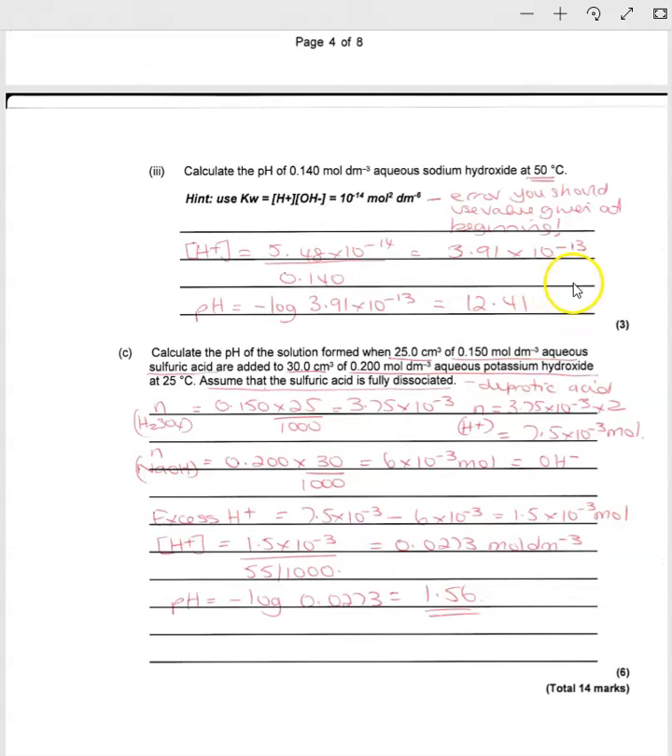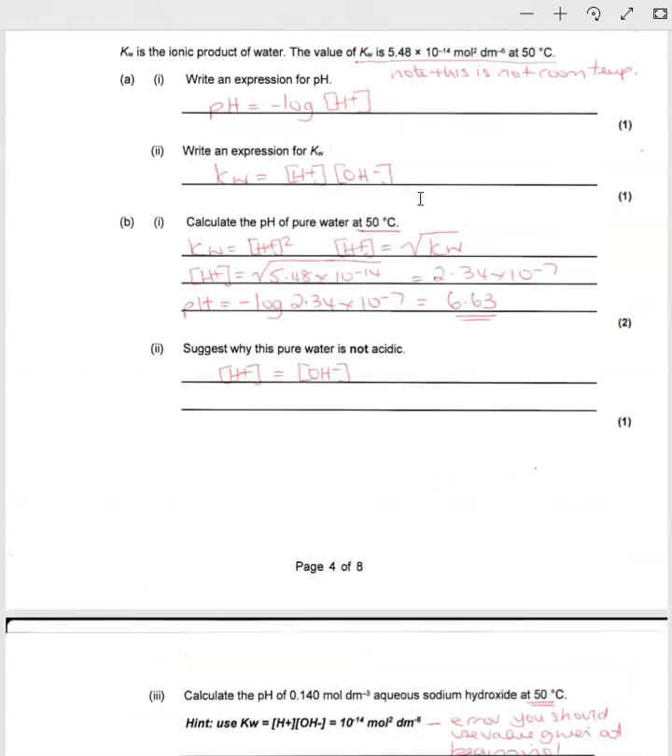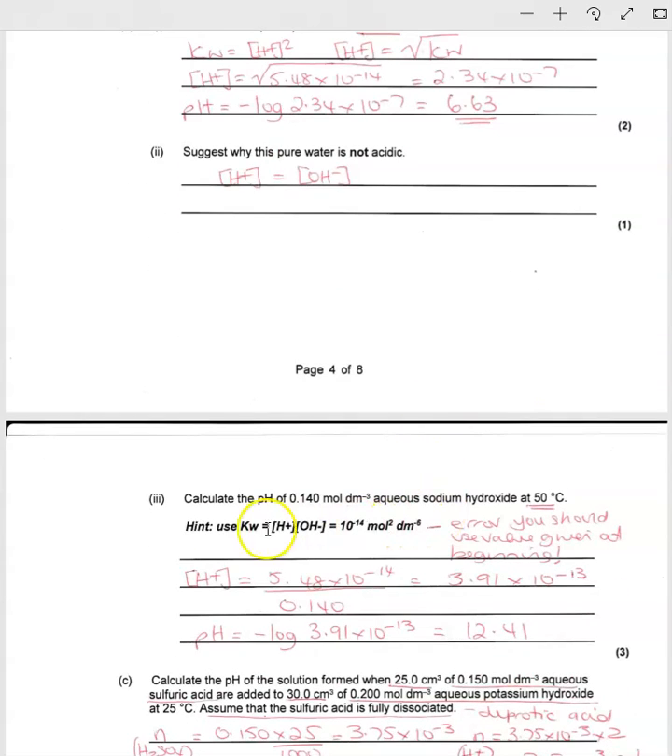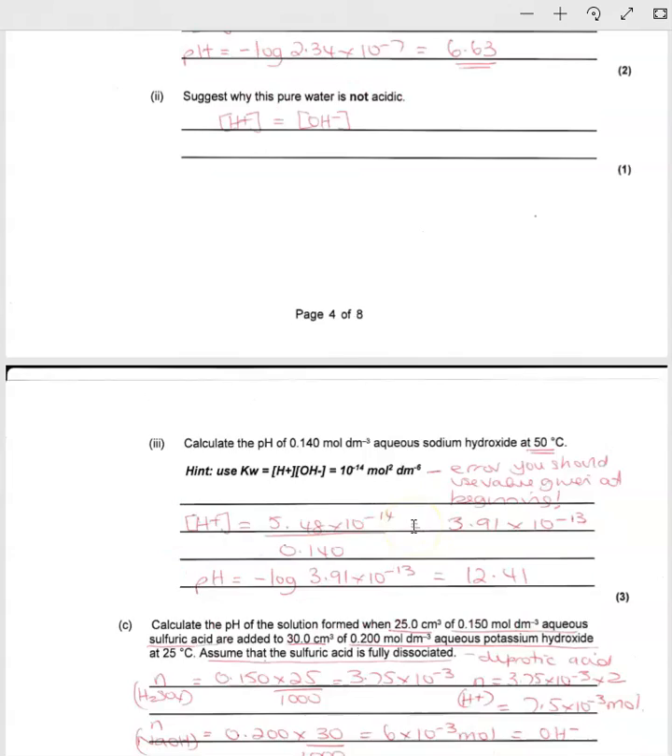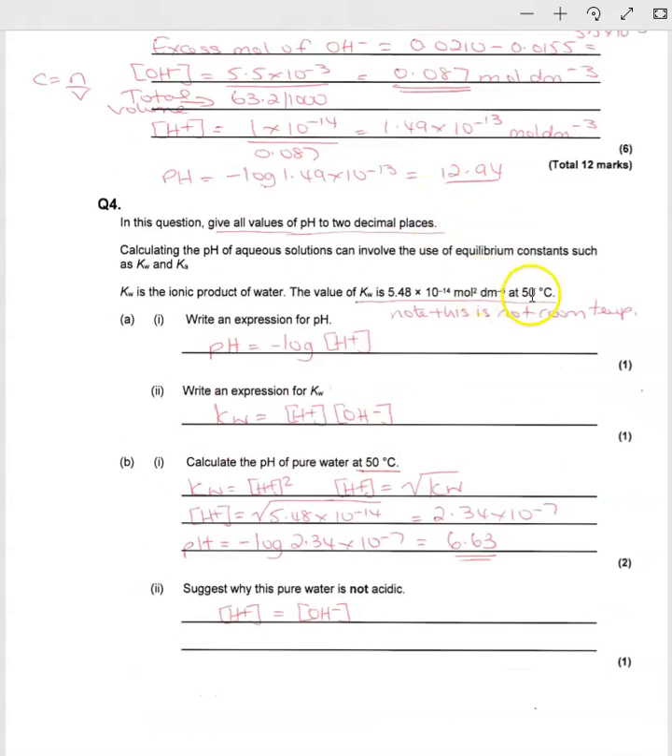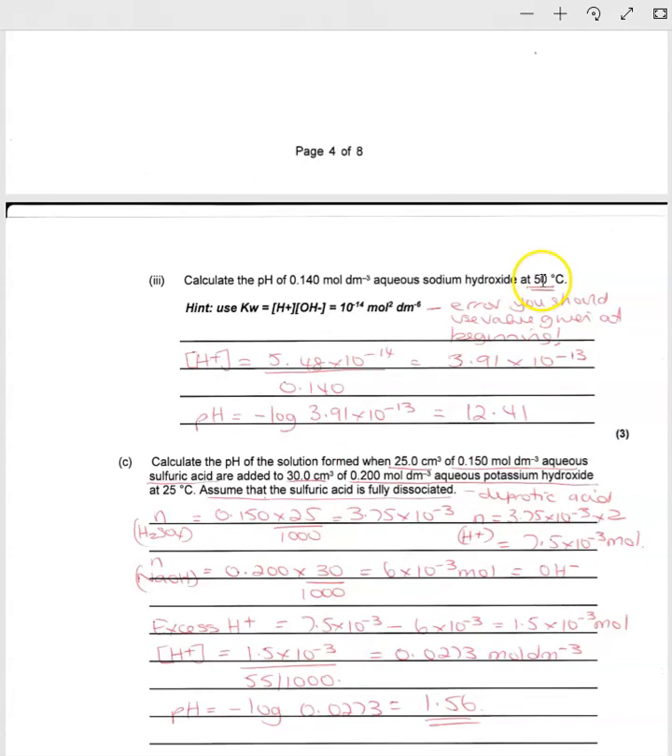Okay, and then you're told to calculate the pH of a particular concentration of aqueous sodium hydroxide at 50 degrees C. Now you're given this information here, which is confusing because you're told up here that the value of Kw is that, but that's at 50 degrees C. Don't forget this is actually at room temperature. So I have actually allowed, if you use this value and you got the answer right for that, then I have actually allowed those marks, but technically you should have been using this value because it's at 50 degrees C. It tells you that in the question.